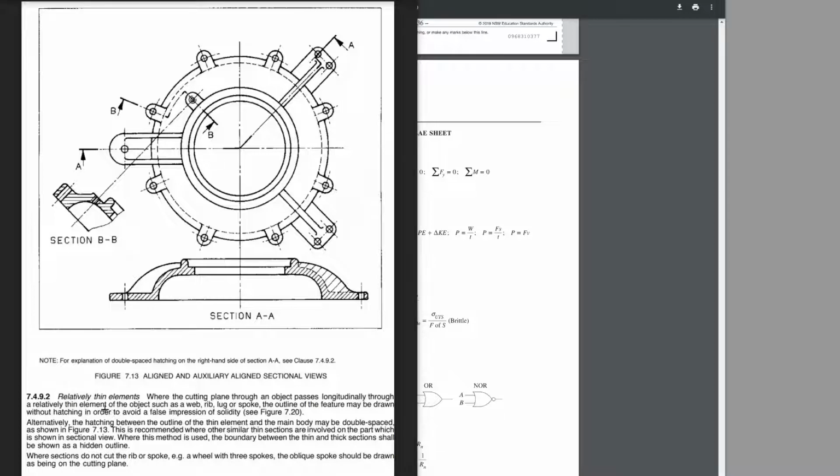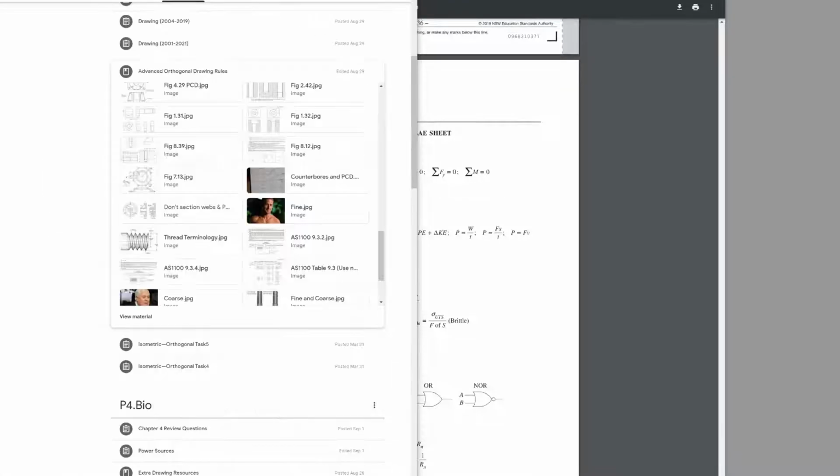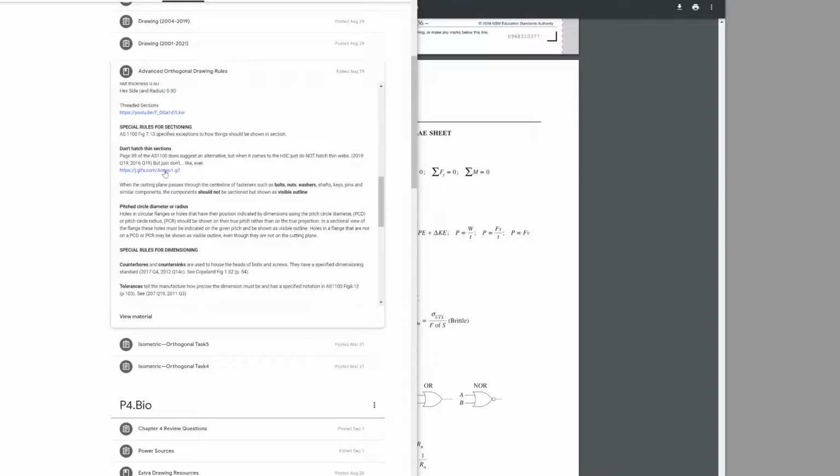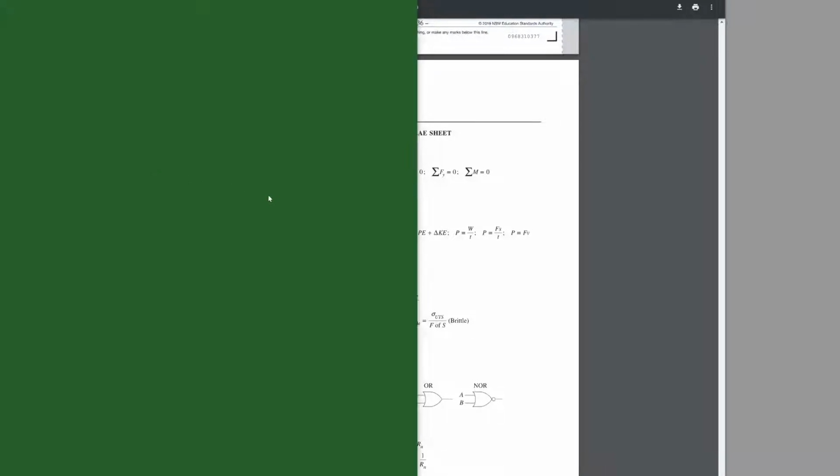It says how, for relatively thin elements such as this, what we should do is rotate everything to be in line with the cutting plane. Everything should be rotated to show all the interesting stuff. And for thin sections like this web, they've shown half spacing, but we're not going to do that because in the HSE, just don't do that, like ever.